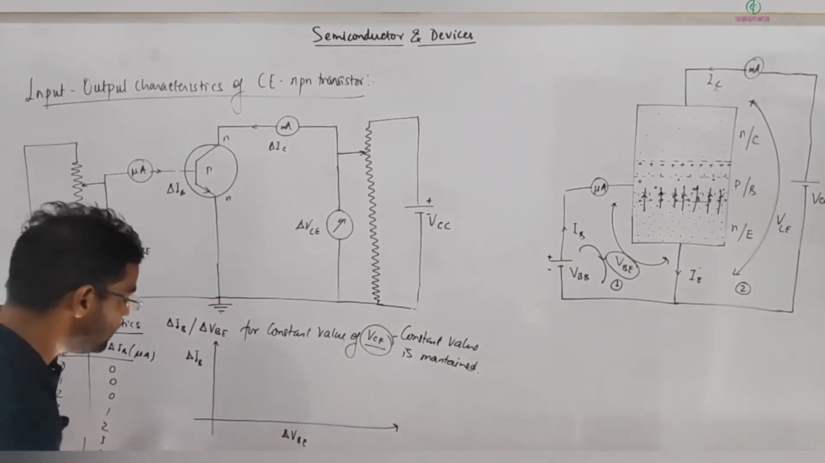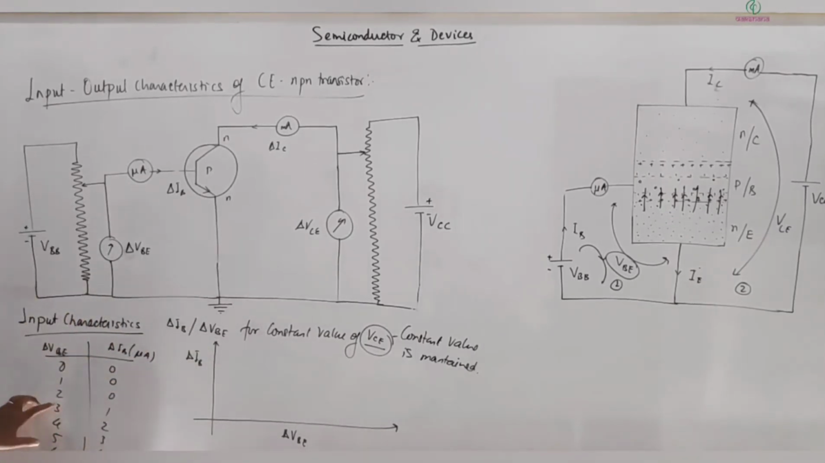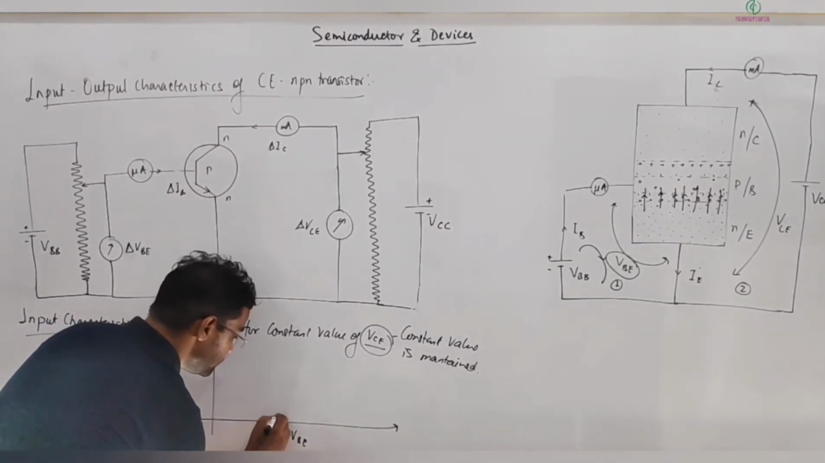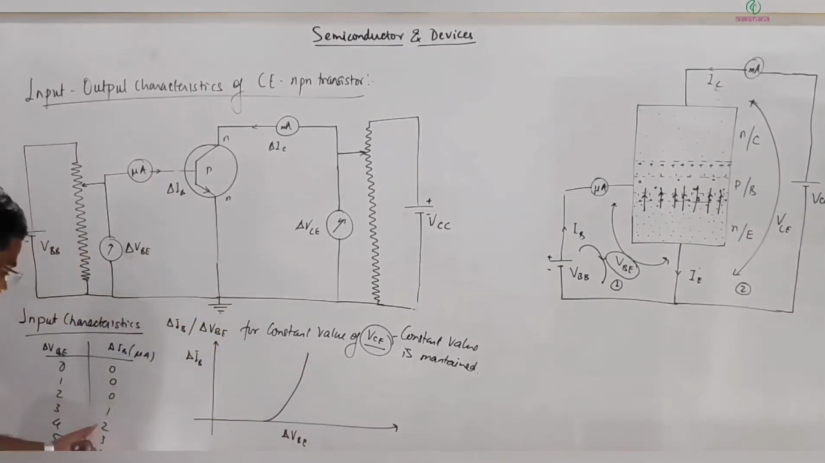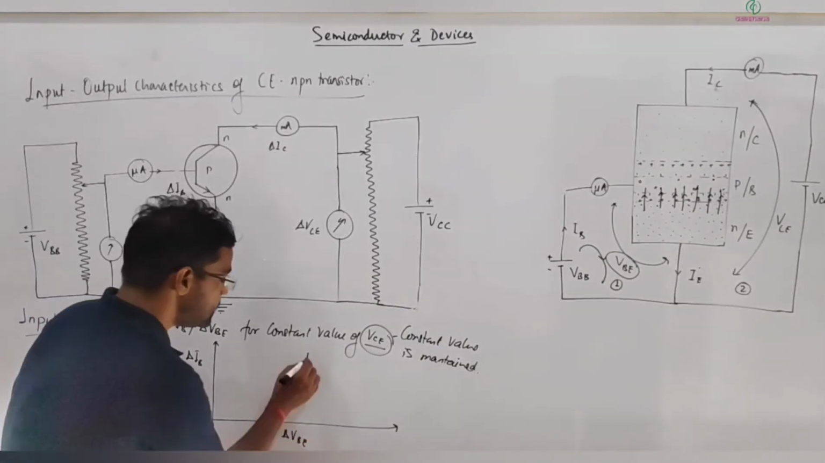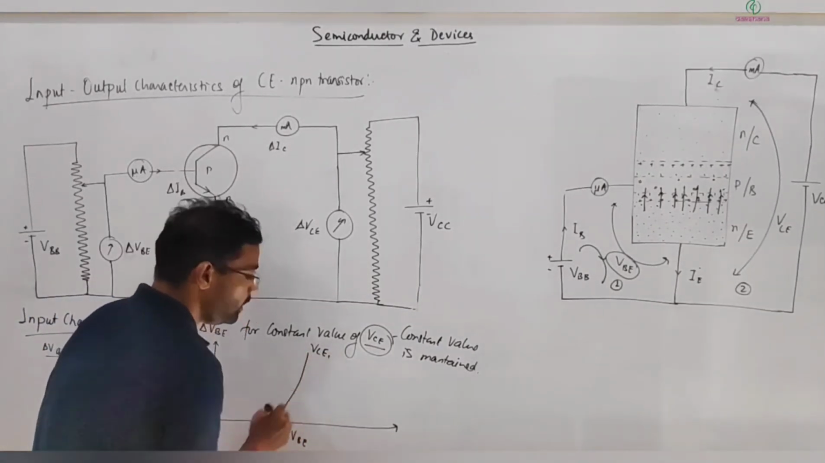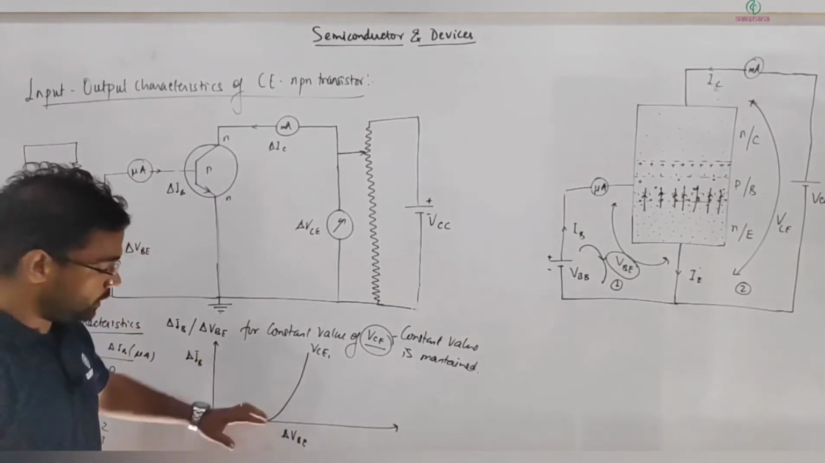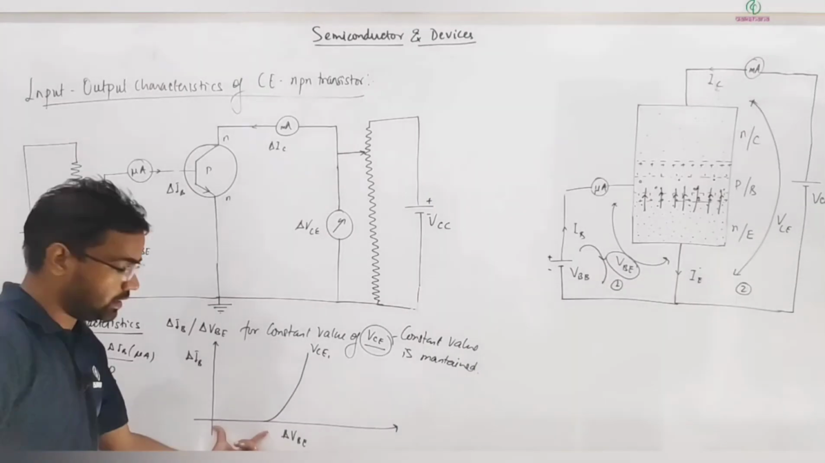So this comes initially, you can say up to some certain level of VBE, there is no current in this, and after that the current starts increasing like this. It's not exactly linear, it's something like that. So this is for, let's say, VCE value 1. Clear? Now let me try to explain to you how this is happening.